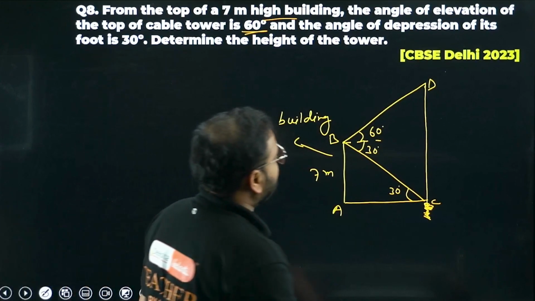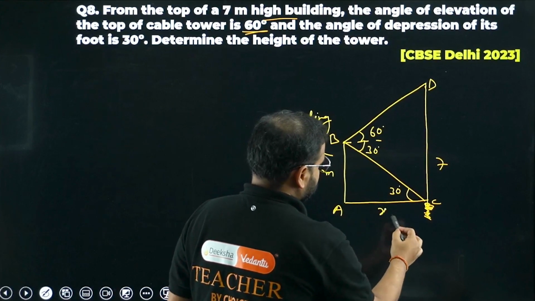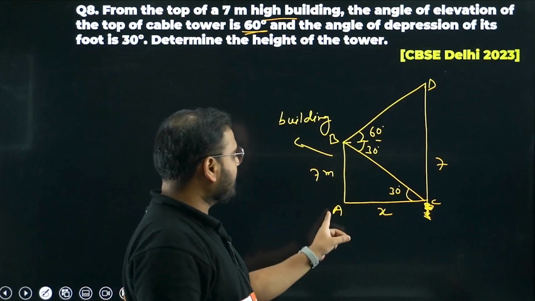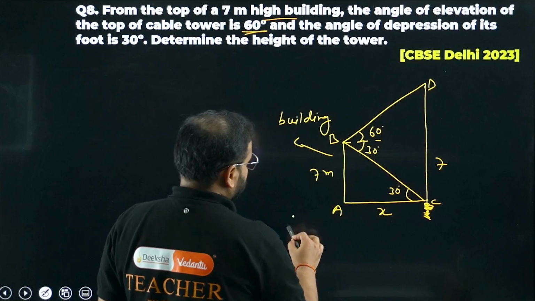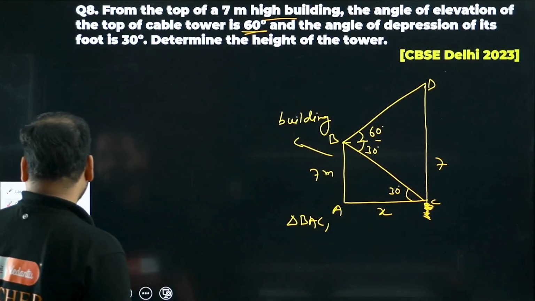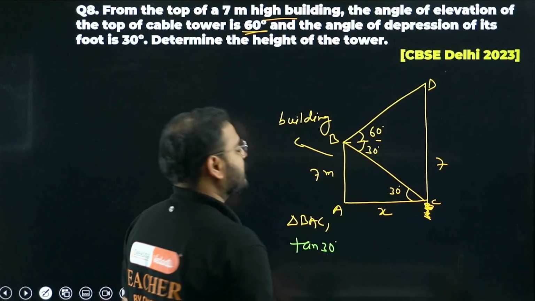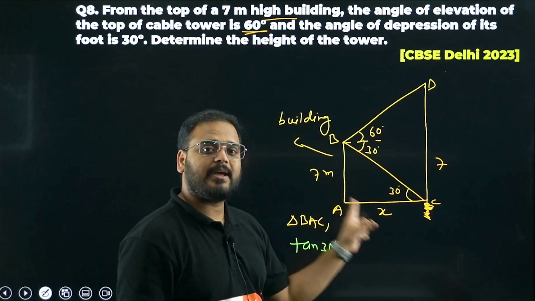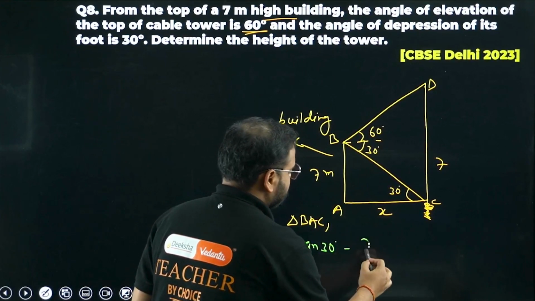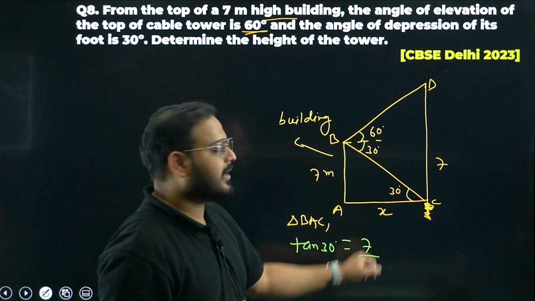Have they given something? This is 7, sir. So I can take this to be again 7. Let's take this value AC to be x. Can I find the x value? Of course, sir. In triangle ABC, or BAC, please check. Triangle BAC. Apply tan 30 degrees, opposite by adjacent. What is opposite? 7. By adjacent is how much? x. 7 by x. Clear?